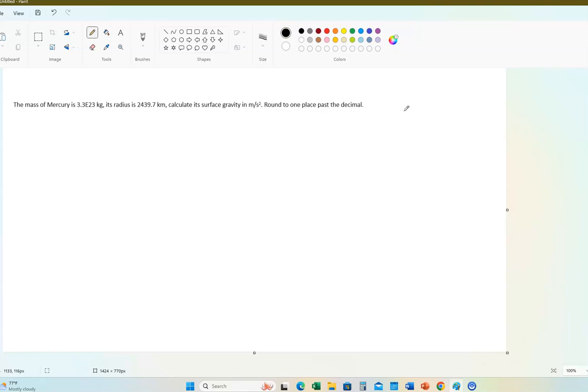All right. So anyhow, the one thing that we do have to do is a conversion. The radius has to be in meters. So that's easy. So R is 2439.7 kilometers, and of course there are 10 to the third meters in 1 kilometer. All right. So the kilometers cancel.